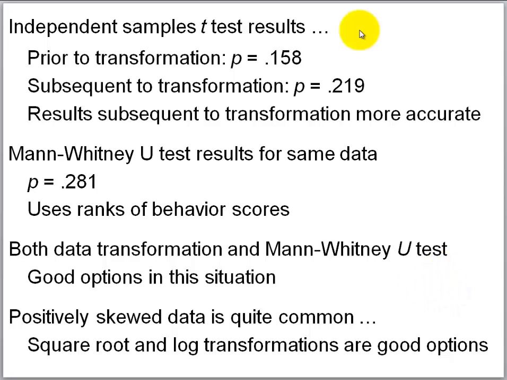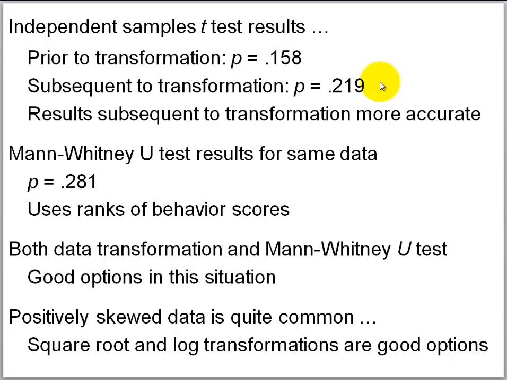And I experimented with this data. I carried out an independent samples t-test on the raw scores, that is to say on the scores prior to transformation, and the p-value from the t-test was 0.158, and that value is suspect due to the combination of very strong skew and very small sample size. Now, subsequent to transformation, that is for the square roots, I again carried out the independent samples t-test, and the probability from that test is 0.219.